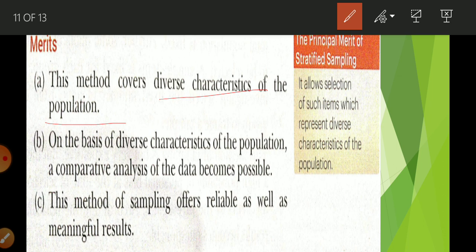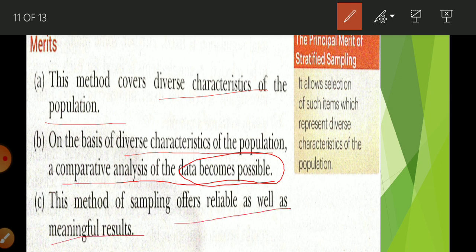So when we use this method we select the sample from all over the universe, meaning we select diverse characteristics of the population. On the basis of diverse characteristics of the population, a comparative analysis of data becomes possible. This method of sampling offers reliable as well as meaningful results. Why? Because we are giving a chance to diverse items. It allows selection of such items which represent diverse characteristics of the population.